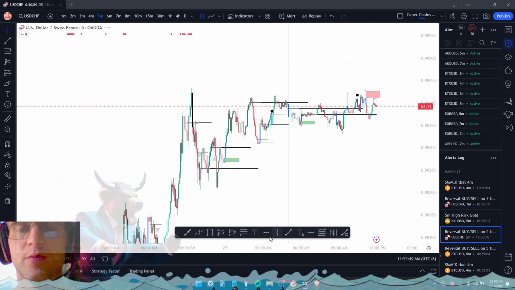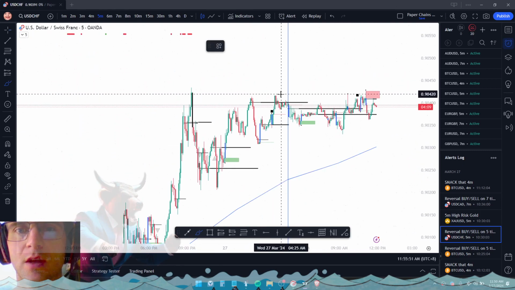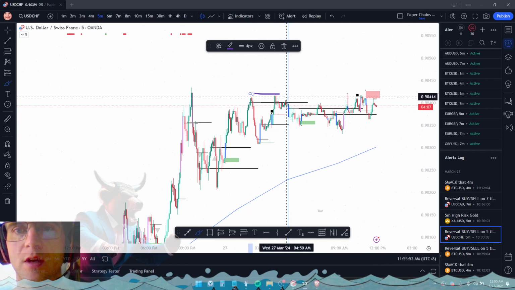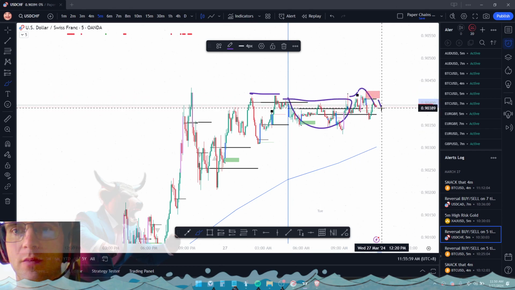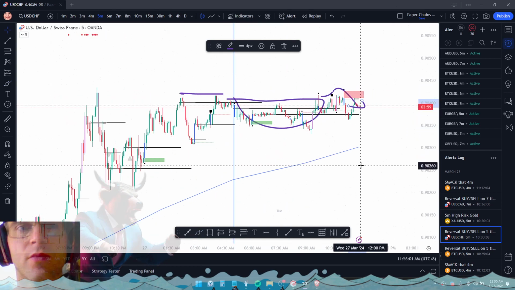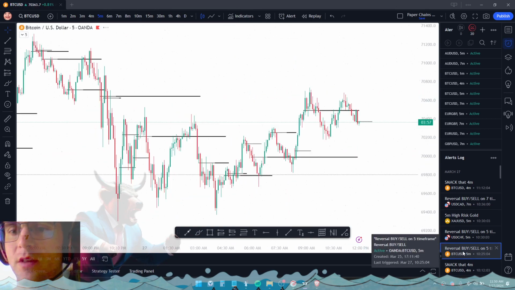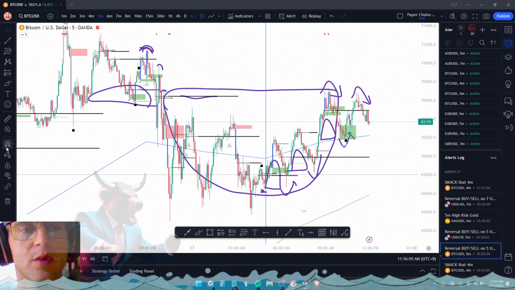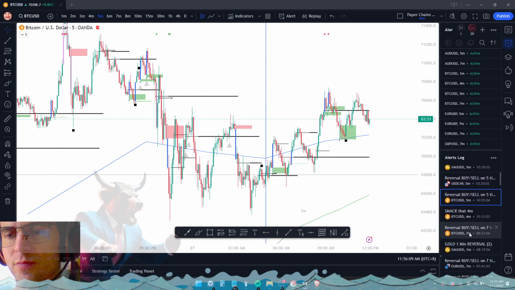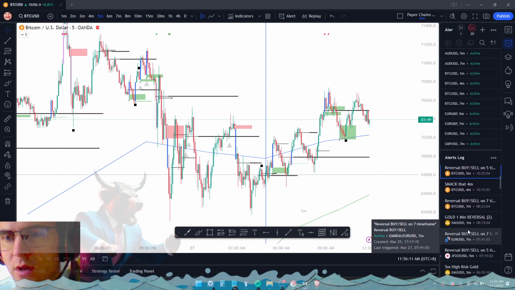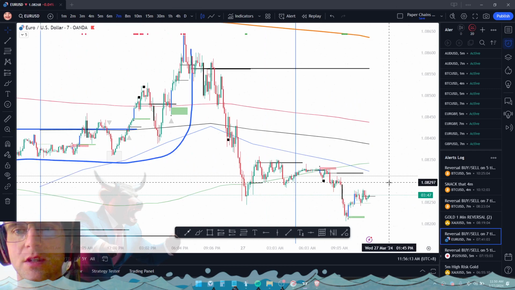Here's UCHF, same thing. Got areas of liquidity up here where people have their orders. Move down, move up, cup shape, bounce up, come back down. So another signal. Here's all the ones on Bitcoin, like we went over. More signals on Bitcoin, more gold, Euro USD.